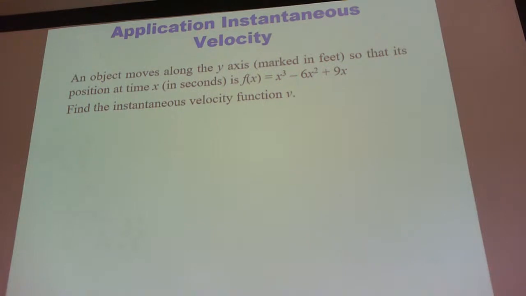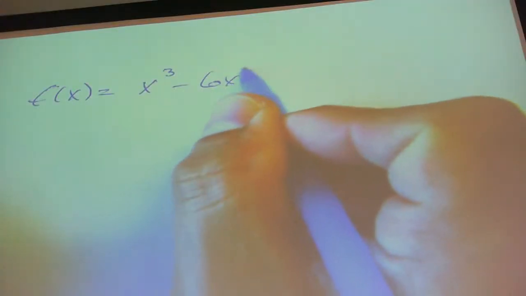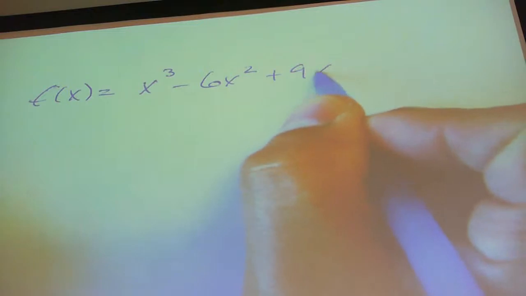An object moves along the y-axis so that its position at time x is the function x to the third minus 6x squared plus 9x. Find the instantaneous velocity function v. Okay, so let's take this down nice and slow. We're given the function f of x equals x to the third minus 6x squared plus 9x.